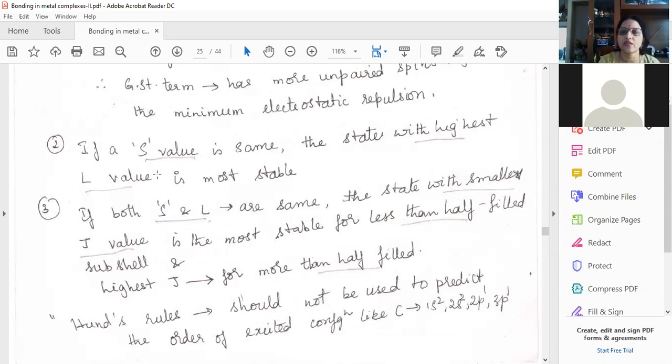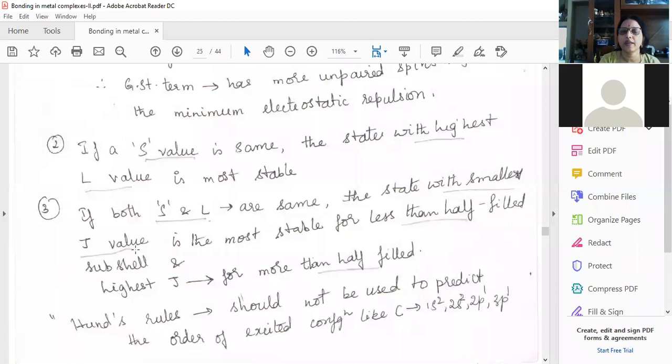So the next rule is, we'll just take an example and do the rules again. Just remember, the first rule is you have to use the highest multiplicity. Then if the multiplicities are same, what will you do? Then you go for checking the L value. So whichever is having the highest L value, that will be more stable. So first is S, highest S. Then if S is same, you go to the L value. And for the third one, that is if both S and L are same, what you have to do? You have to check the J value.